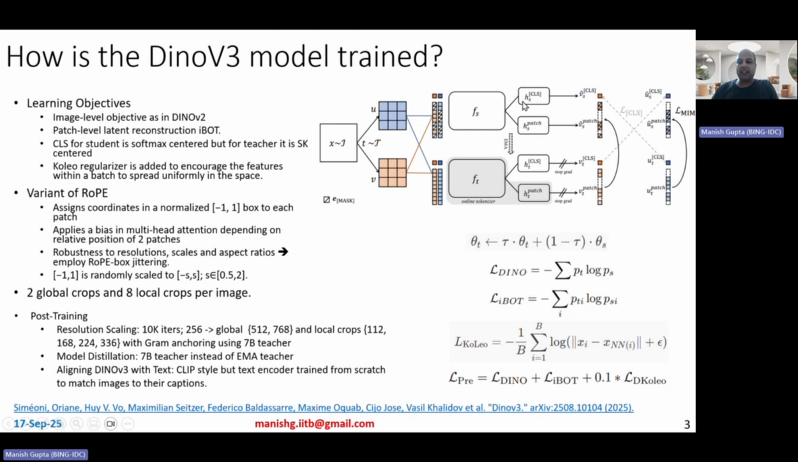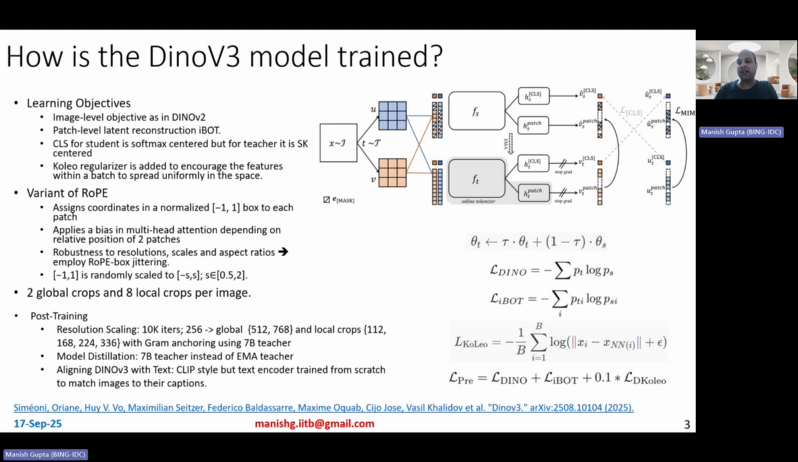Okay. Now, there are more details about this. You want to ensure that when this objective, the Dino loss, is computed, the CLS token for the student is softmax centered. So you take the logits, subtract the center, subtract the mean, and then apply the softmax. That's the CLS token for the student, which is softmax centered, but the CLS token coming from the teacher is Sinkhorn-Knopp centered.